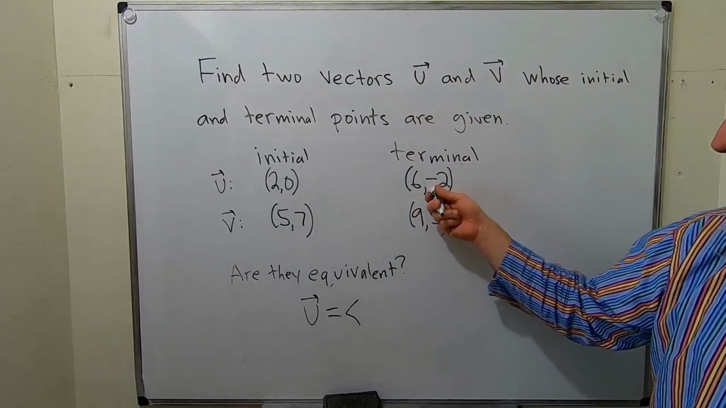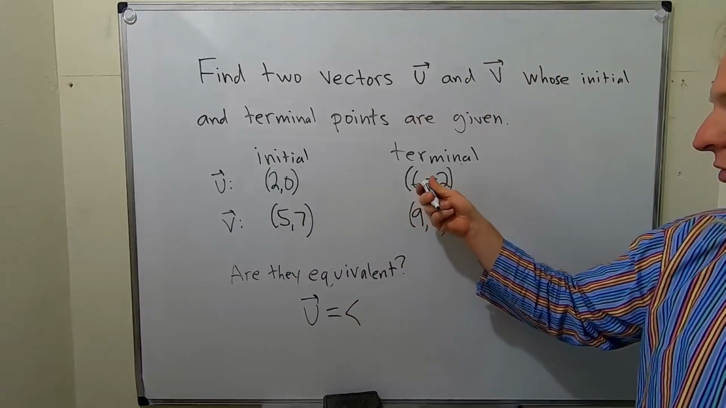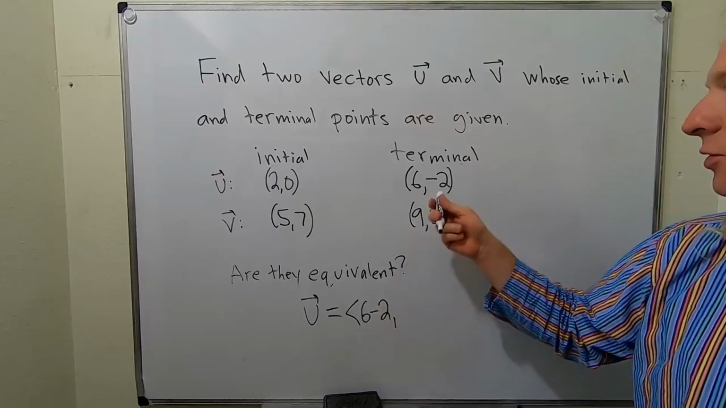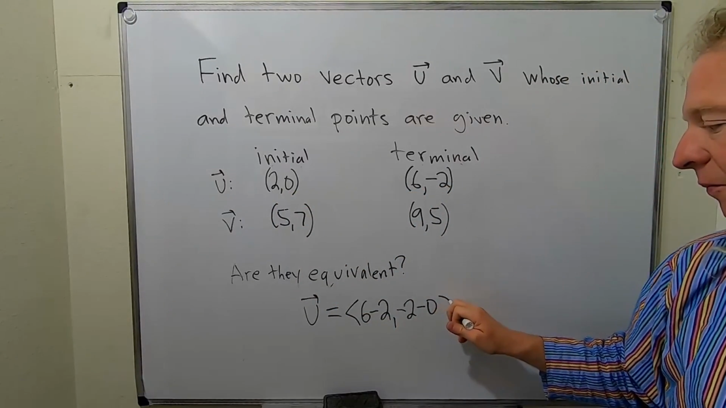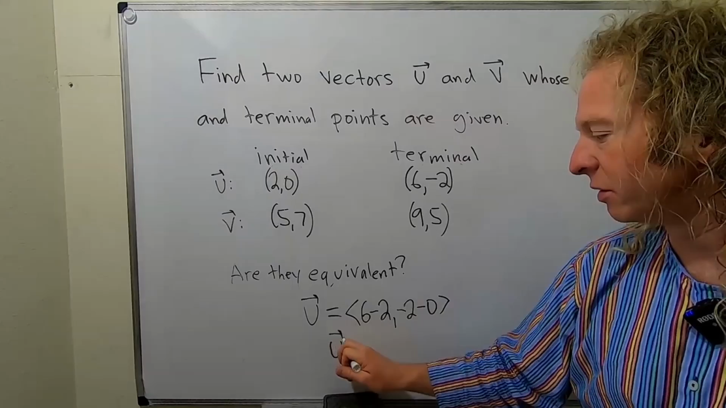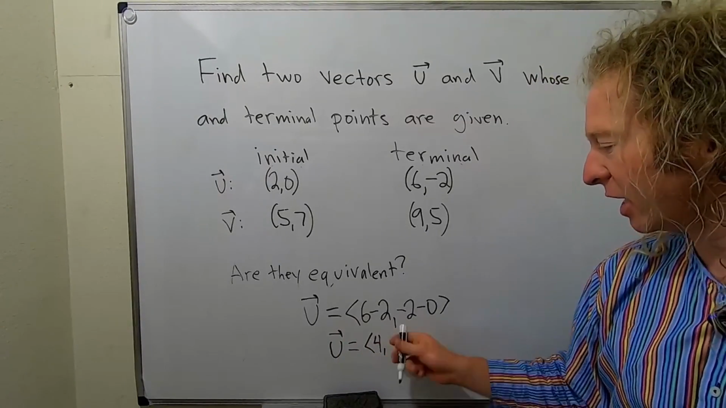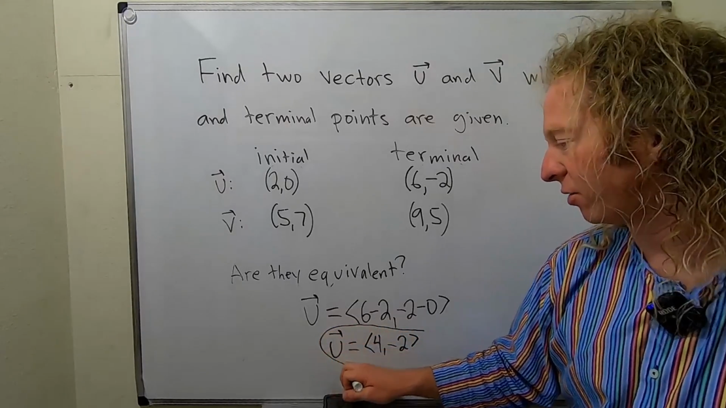So we take this point and subtract it from this point. You just subtract the coordinates. So you do 6 minus 2, and then negative 2 minus 0. This is going to give us 6 minus 2 is 4, and negative 2 minus 0 is negative 2. So that would be our vector u.